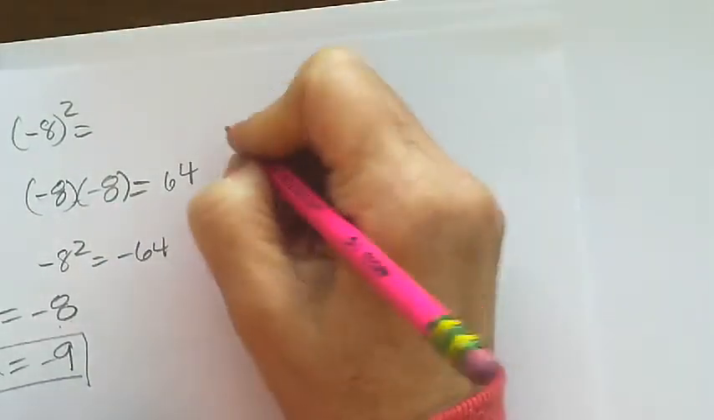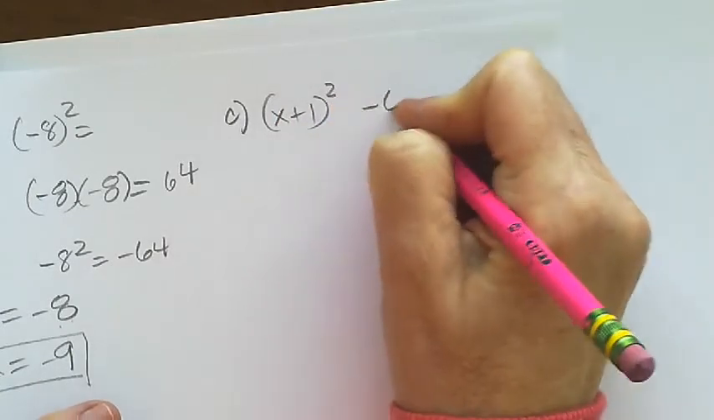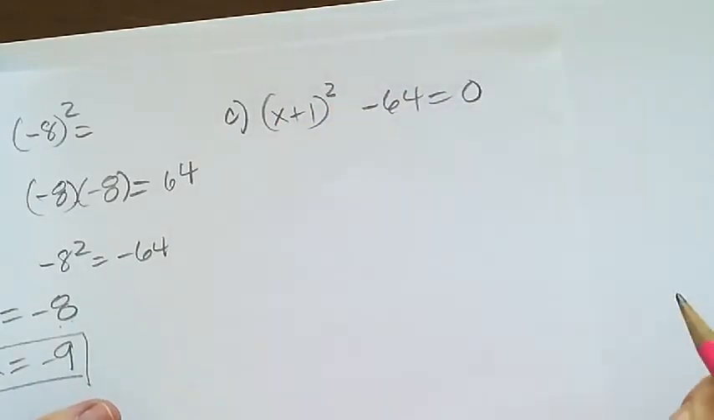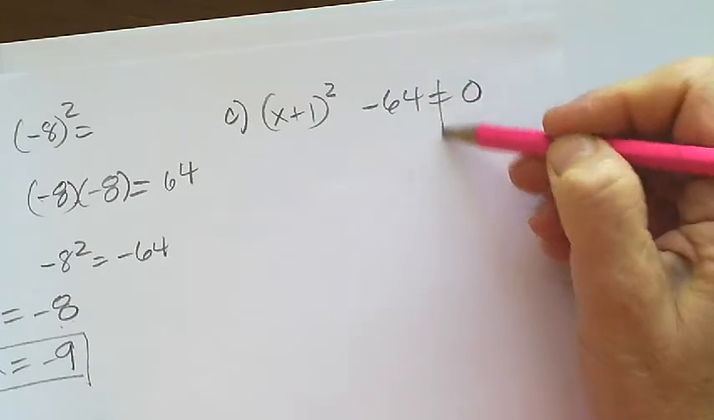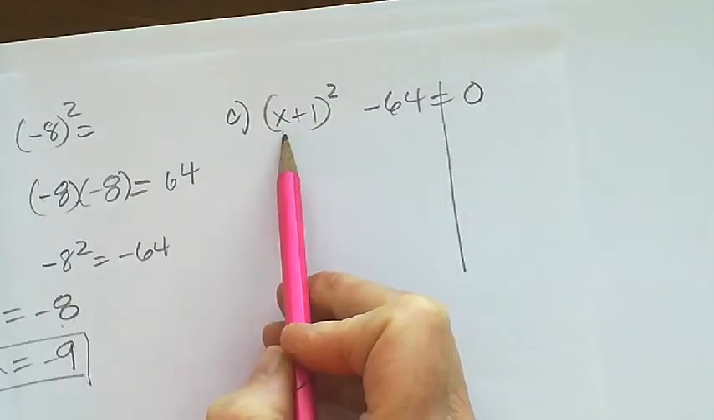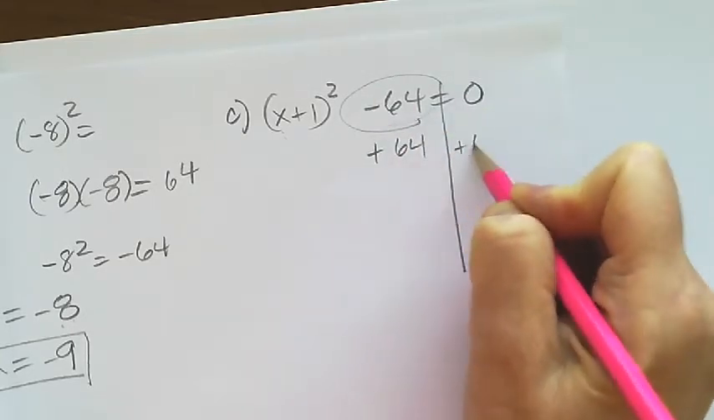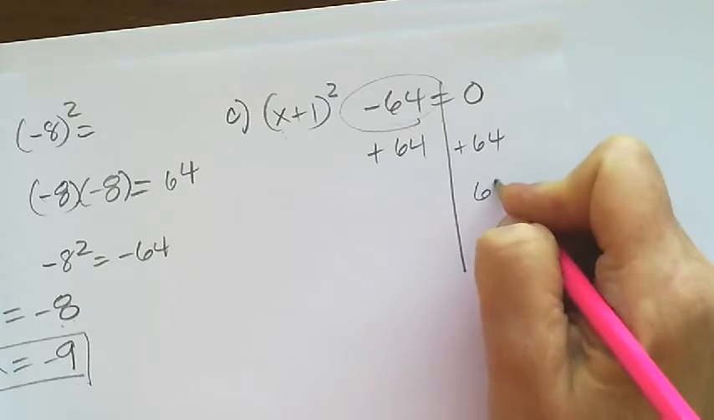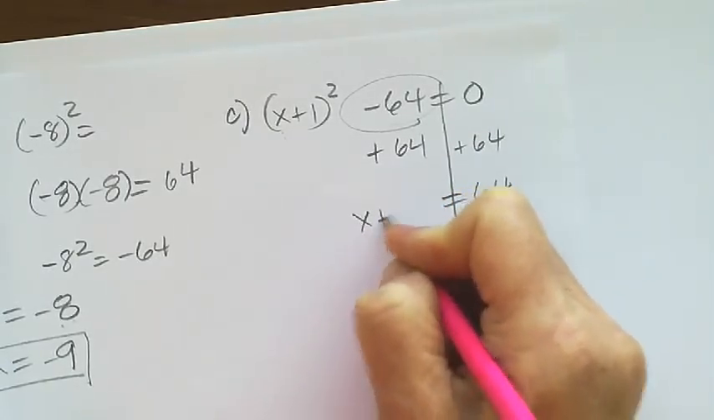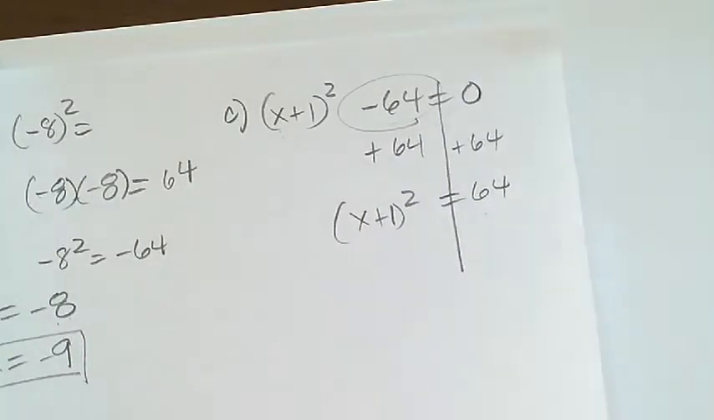Okay, part C says x plus 1 squared minus 64 equals 0. I'm going to solve for x by isolating it. I'm going to get rid of this. I'm going to add 64 to both sides. Well, guess what? Isn't this what we just did? X plus 1 squared equals 64. Didn't we just solve this over here?